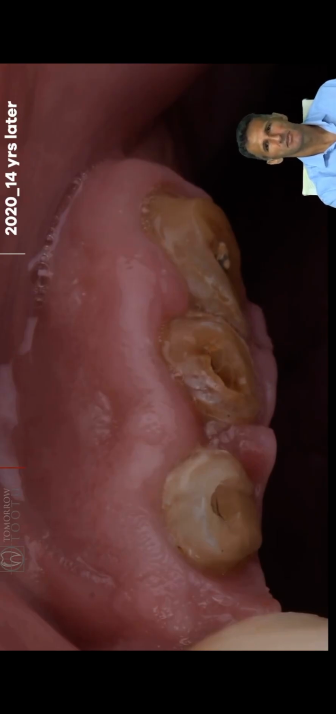11 years, 14 years. Okay, it's a long time, but if you're dealing with a young patient, by doing that you are putting at risk the future of those abutments.